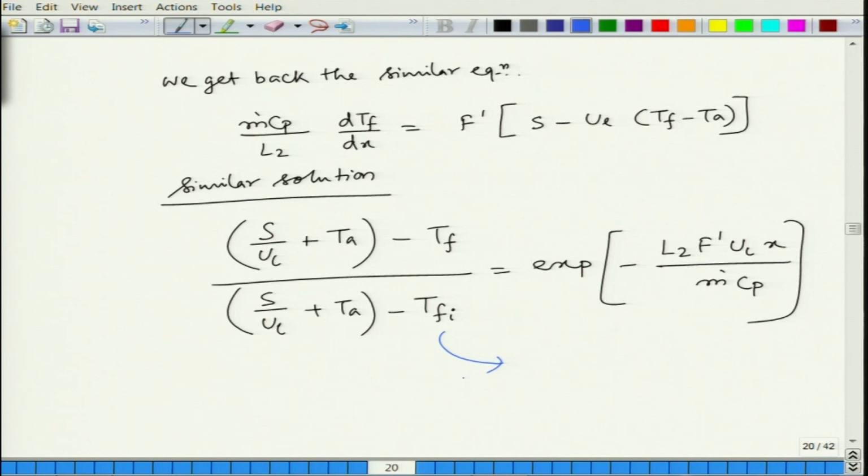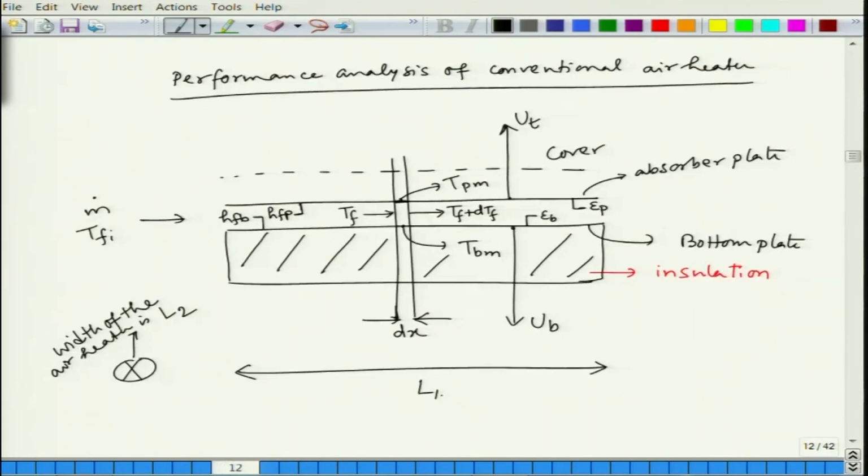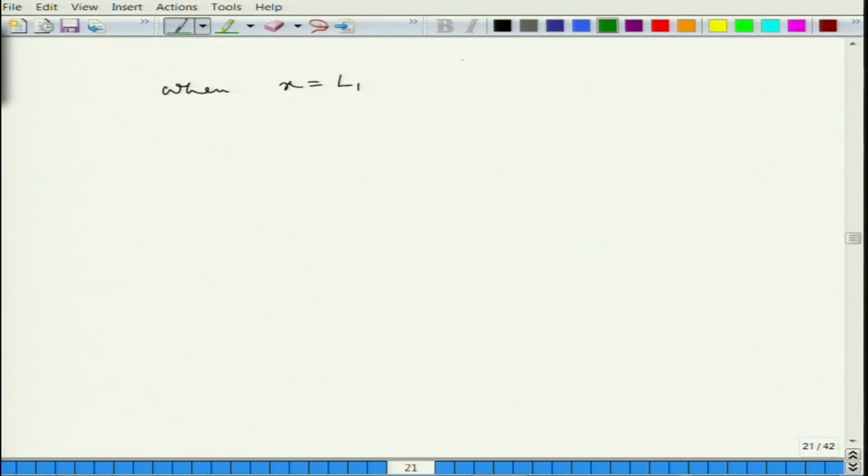Just by following what we obtained for liquid flat plate collector, we can write the same equation here, where this particular quantity we have introduced, which is the inlet temperature of the air stream. Okay. So, now from this solution, when we have x equal to L1, L1 means the length, right? So, this was our L1. L1 means the length along the flow direction. So, x equal to L1, that means at the end of the air channel, that means at the outlet.